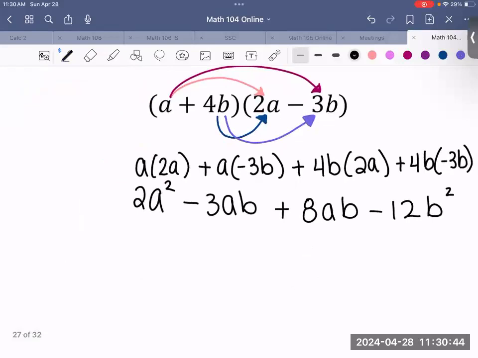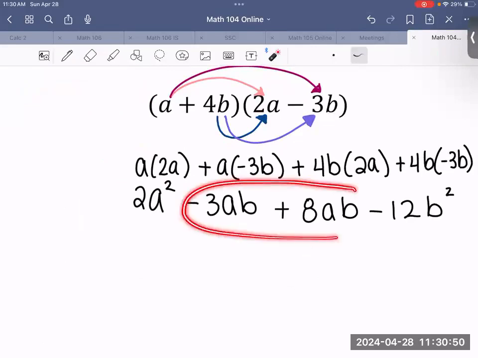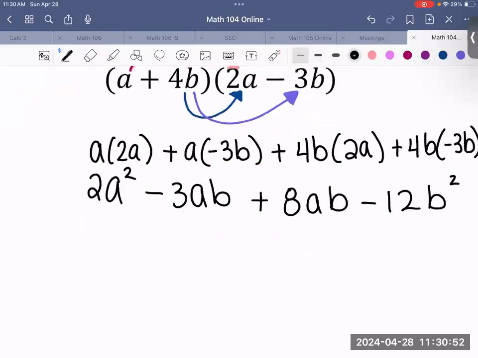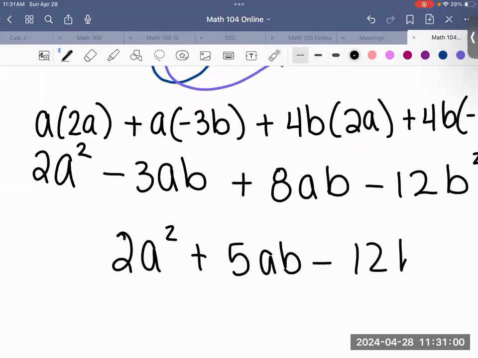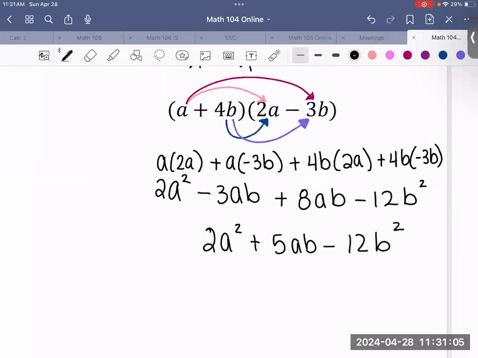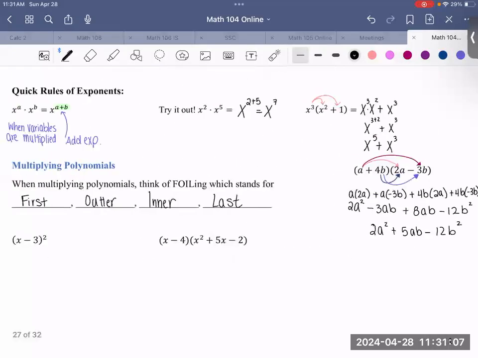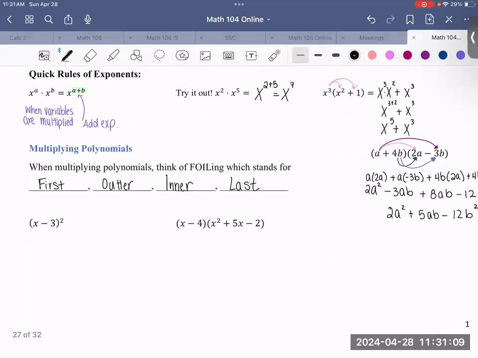So now that you have it all listed out, can we combine like terms? Now, typically, we are able to combine your two middle terms. So we have 2a squared plus 5ab minus 12b squared. So this would be your final result. Now let's try it again with some of these problems.